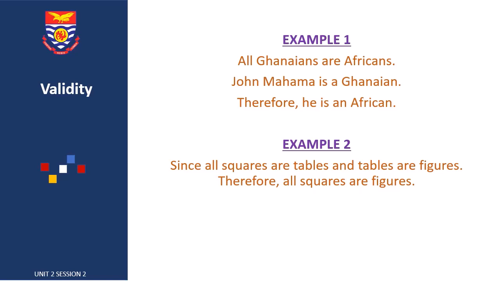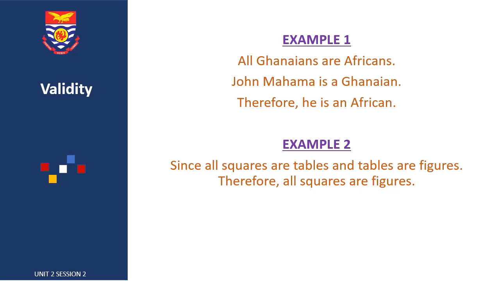So let me read the example again. All Ghanaians are Africans. John Mahama is a Ghanaian. Therefore, he is an African. This makes a valid argument because from the established premises, the conclusion is clearly deduced from the evidence that is presented in the established premises. Let's look at the second example.